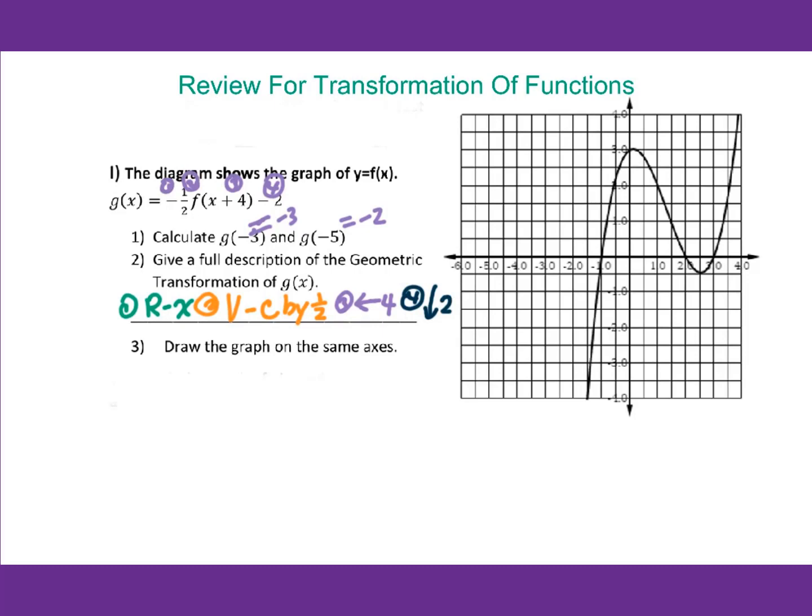We need to sketch g of x on the same axis. First of all, figure out all critical points, like a turning point. This is the turning point. Some x-intercepts, like this, this, and this. For each point, we got to do these 4 steps.